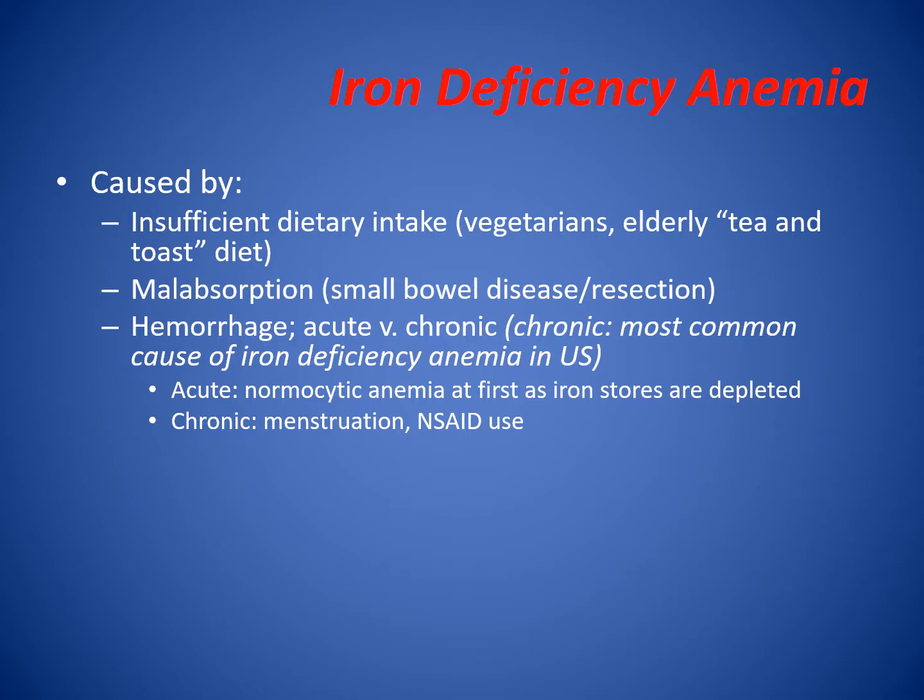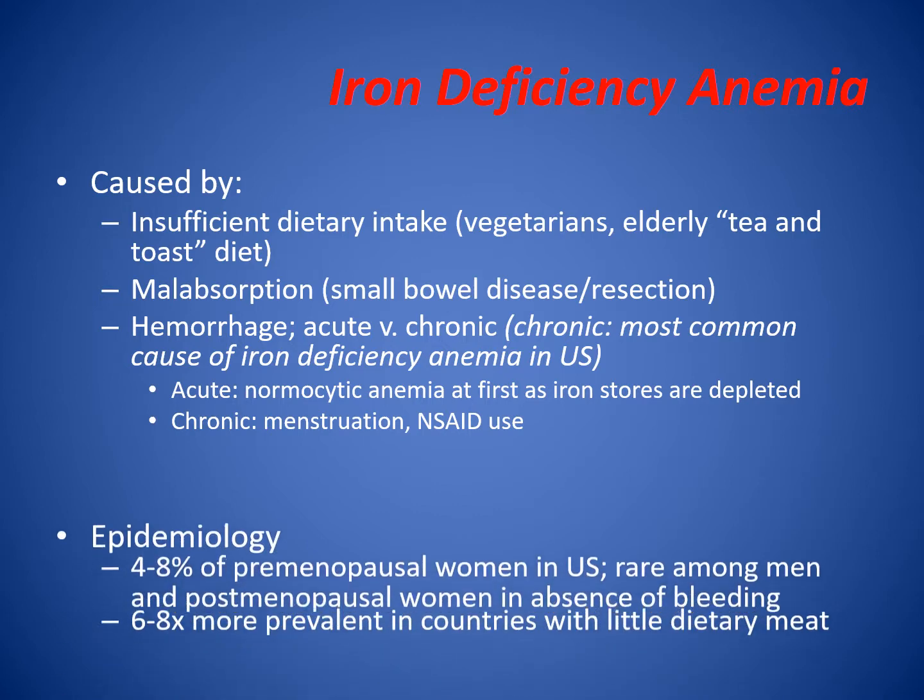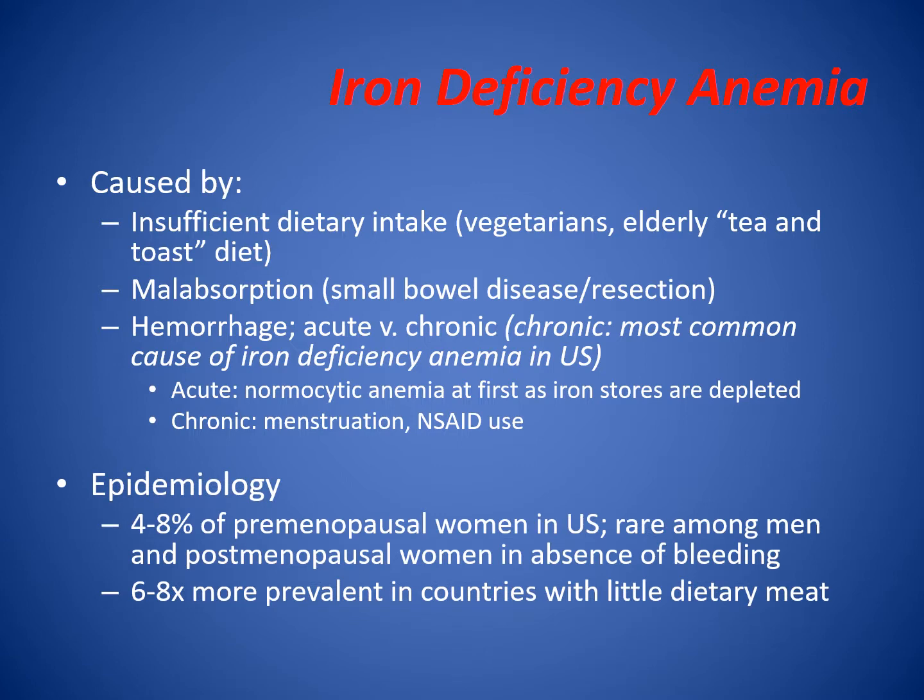So with our iron deficiency anemias, we can have a lot of different causes. We can have dietary, we could have our small bowel. Now, people who have had gastric bypass surgery are more at risk for having anemias. People who have undergone a hemorrhage of any sort. And the epidemiology of it is that at least 4 to 8% of the premenopausal women have iron deficiency anemia, and postmenopausal women in the absence of bleeding can also have iron deficiency anemia.